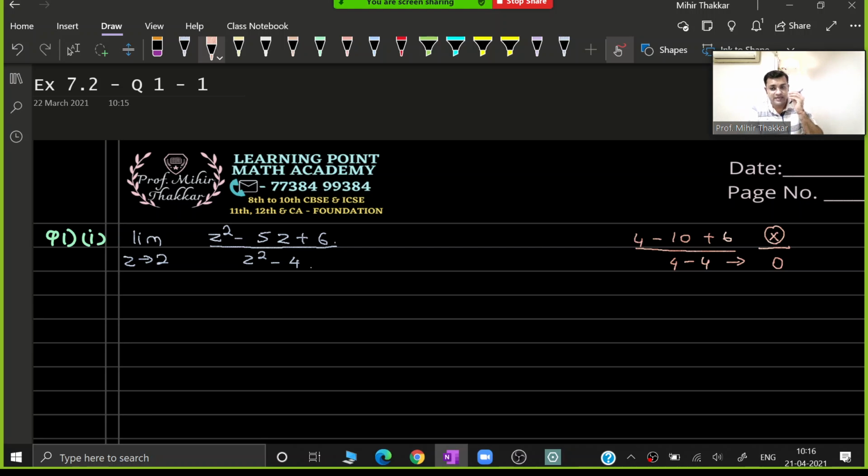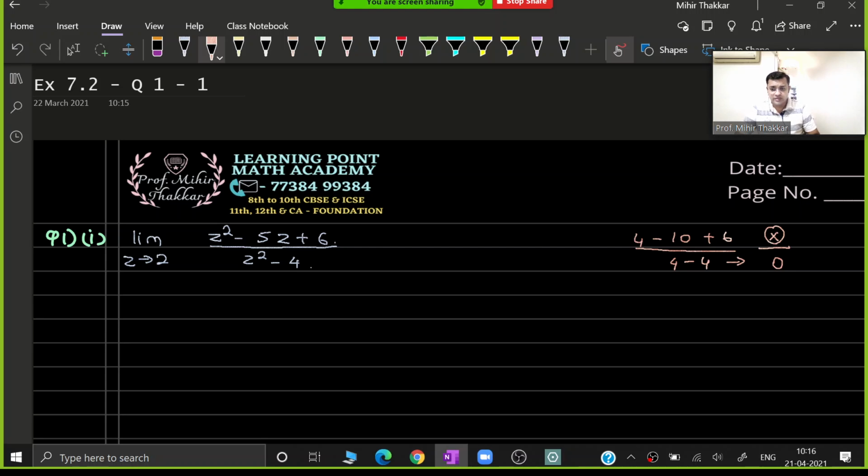I have factorized the numerator as well as the denominator in this particular case. In the previous example that we had taken, we did not factorize the denominator because the denominator was just a simple linear function over there. But here you will need to factorize the numerator and denominator both.